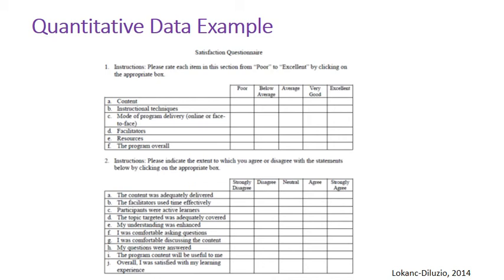Participants are asked to rate various components of the training program on a scale of 1 to 5. And the ratings can go from anywhere from poor to excellent. And then they're also asked to indicate their level of agreement regarding various statements. And that agreement scale would go from strongly disagree to strongly agree.